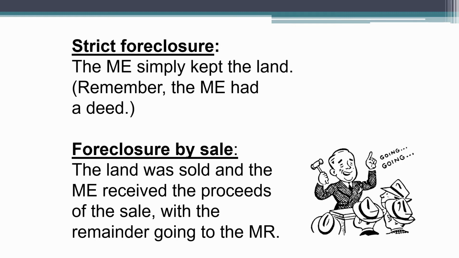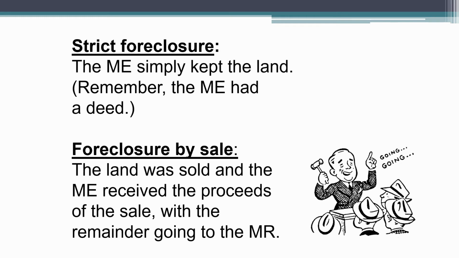Today, except in the 3 New England states that we mentioned earlier, foreclosure isn't strict. Instead, it's foreclosure by sale. That means that the land is sold and the mortgagor receives the proceeds of the sale. If we need all of that money to pay off the debt, if there's any remaining money, that goes back to the mortgagor. So today we have an auction instead of just allowing the mortgagee to keep the title to the land.